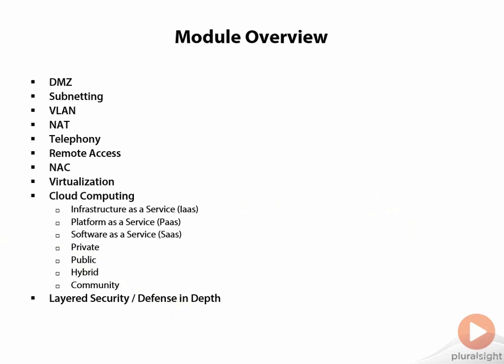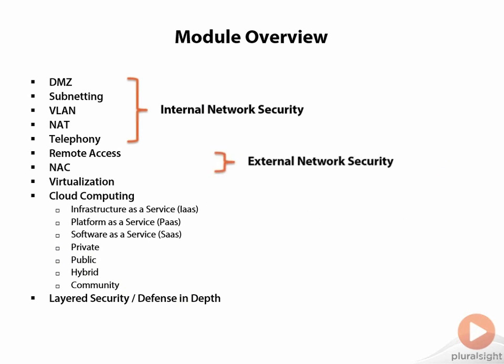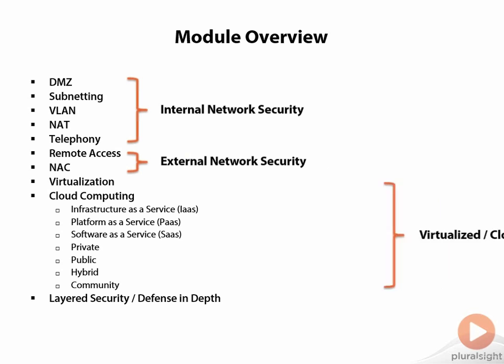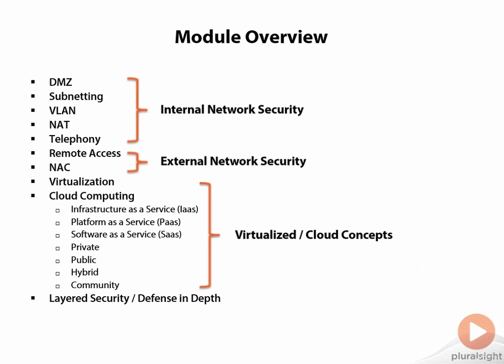So in this module, we have a lot to cover, but I'm going to break it down into grouped together concepts, starting off with internal network security, such things as DMZs, subnetting, virtual LANs or virtual local area networks, NAT, and telephony. Then we have remote access and NAC, which deals with external network security. Next, we have virtualized and cloud concepts, and then layered security or defense in depth. So let's go ahead and get started.